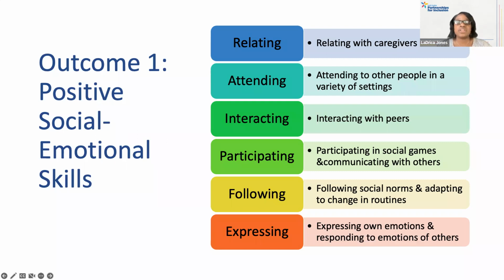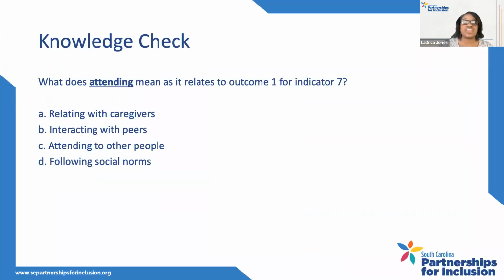And the last one for outcome 1 is expressing own emotions and responding to the emotions of others. Children should be able to show pride, excitement, frustration, manage their own emotions, and display affection and comfort others. Now, that was a lot of information, so now we have a little knowledge check here. What does attending mean as it relates to outcome 1 for indicator 7? Please read the knowledge check, answer the question. Once you have determined an answer, please place your answer in the chat box. I'll give a few seconds for that.